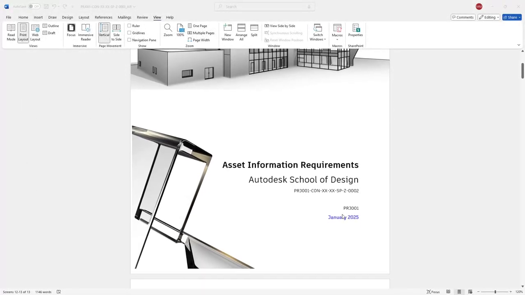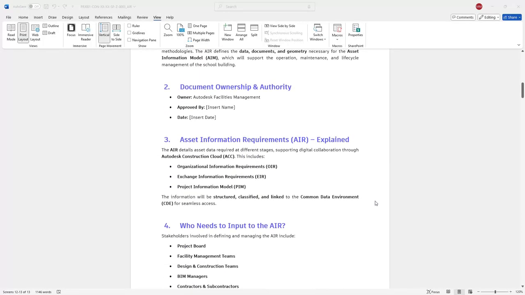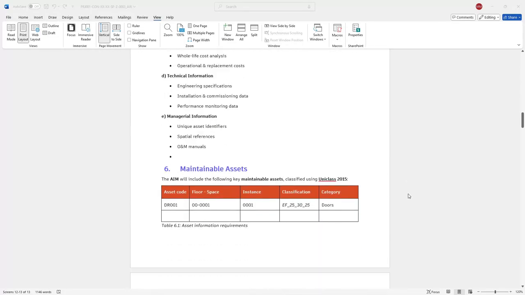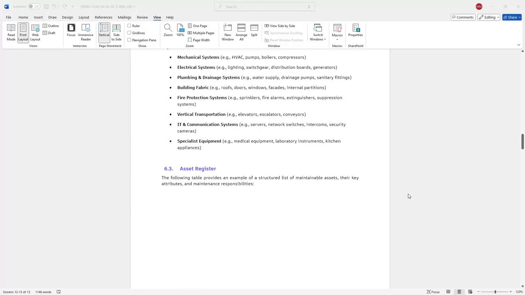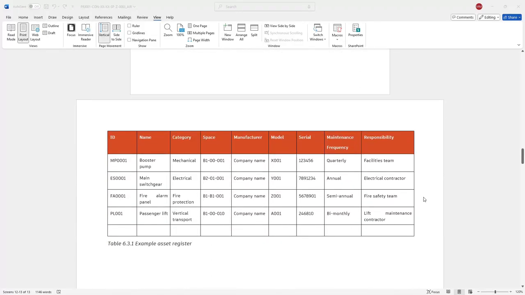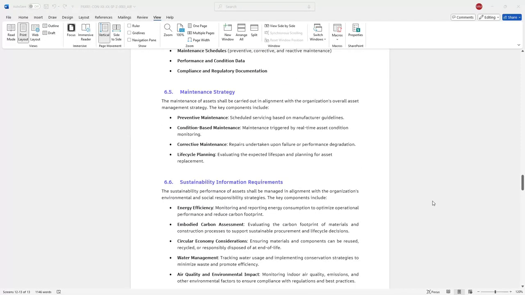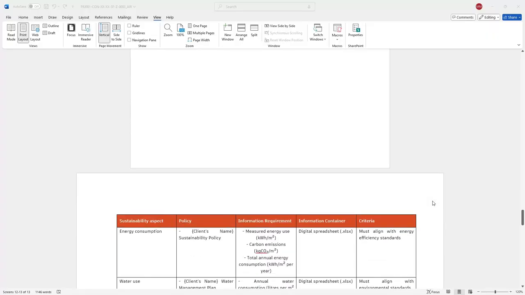The Asset Information Requirements, or AIR, outlines the information needed for managing and maintaining a building or asset through its life cycle. It ensures that all the necessary information is created, structured, and delivered in a way that supports efficient operation and facilities management. And to understand why the information is structured in the way that it is, you need to understand why it is being collected.